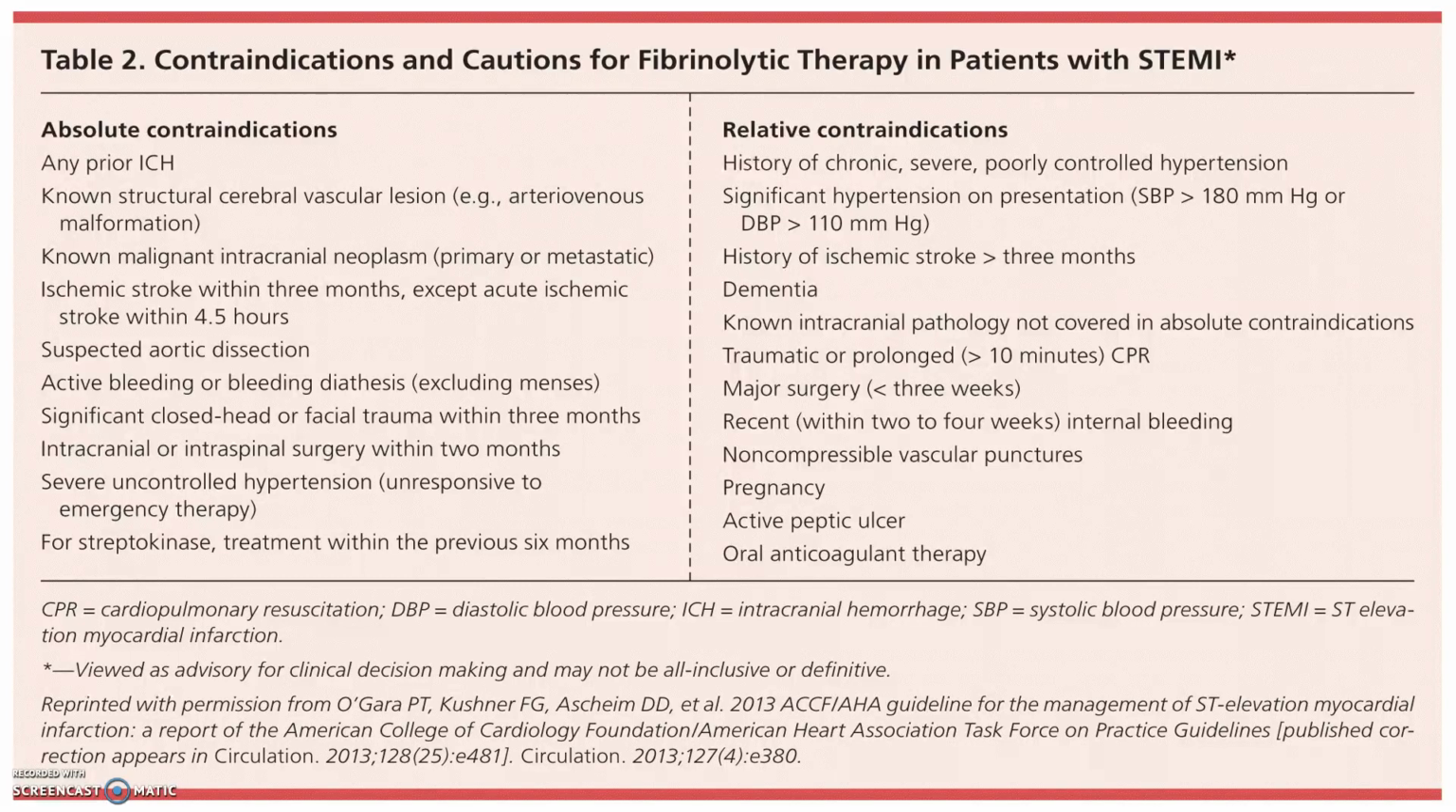This is an important slide, and it shows the contraindications and cautions for fibrinolytic therapy in patients with ST elevation MI. Absolute contraindications are listed on the left panel, and relative contraindications are listed on the right panel. Absolute contraindications include any prior intracranial hemorrhage, structural cerebral vascular lesions, malignant intracranial neoplasms, ischemic stroke within 3 months, suspected aortic dissection, active bleeding, significant closed head or facial trauma, intracranial or intraspinal surgery, severely uncontrolled hypertension, and prior streptokinase treatment within the past 6 months.